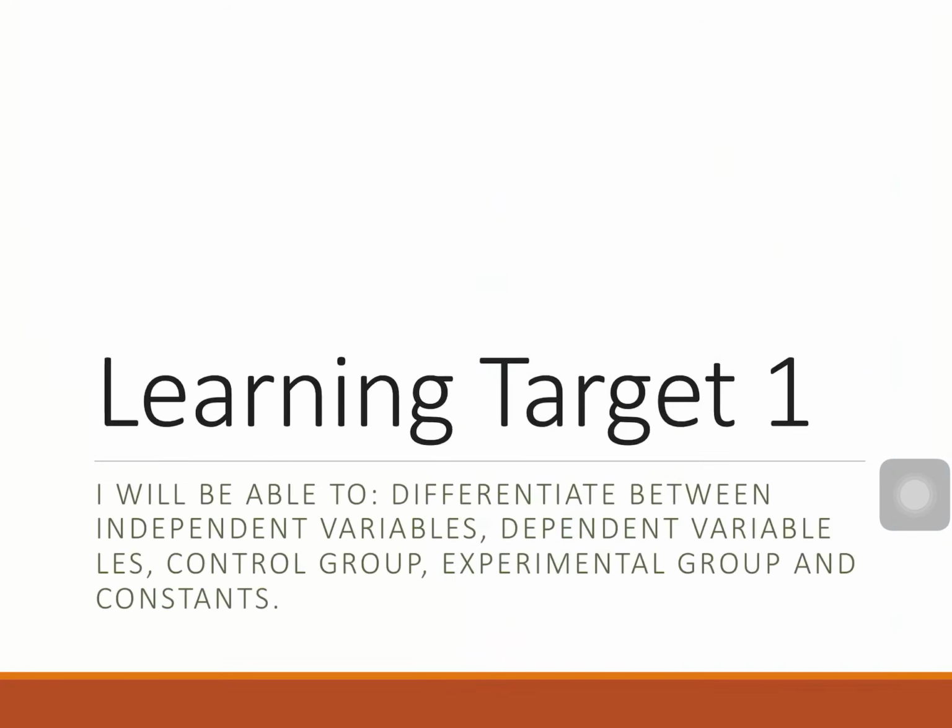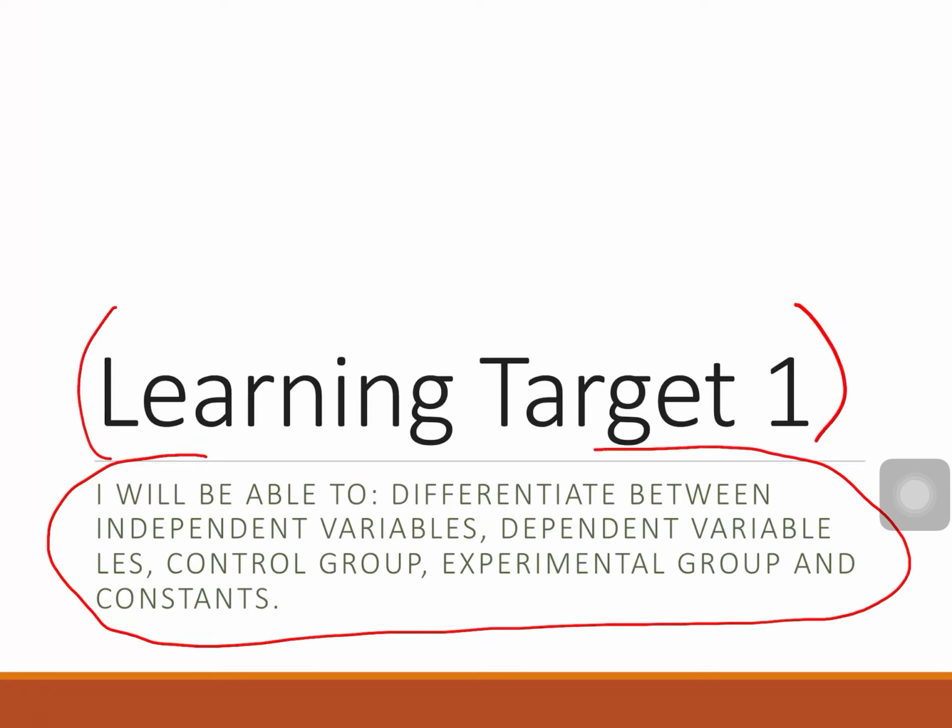And so what I like my students to do on their notes page in OneNote is to write out the learning target. And so you should see a big learning target at the top of your notes. And then this is what I want you to write. And so I'm going to let you pause the video so you can write this. So basically what you're going to be able to do after this video is differentiate. So that means know the difference between your independent variables, dependent variables, control groups, experimental groups, and constants. So the different parts of an experiment. So pause that, write it, and then click play.